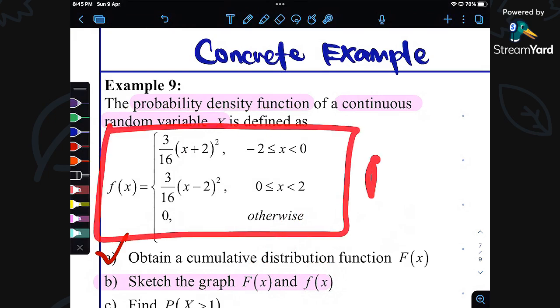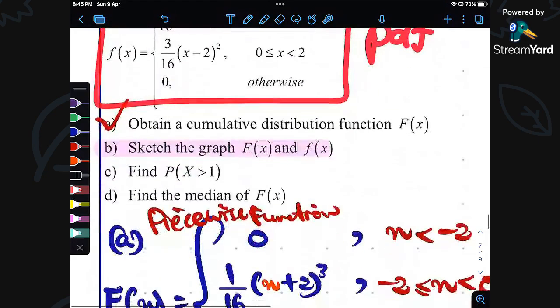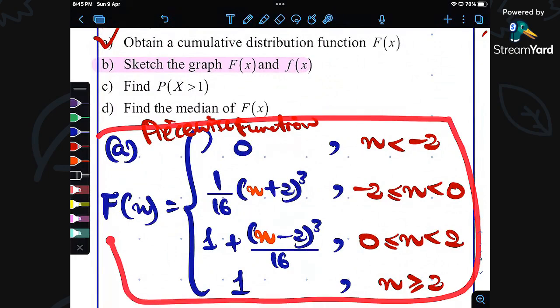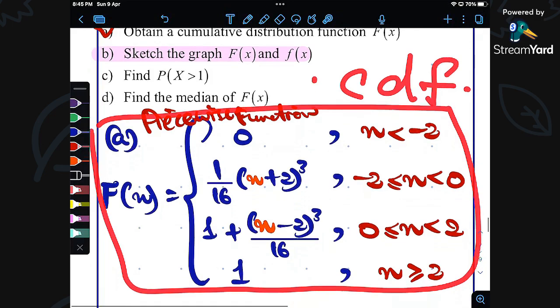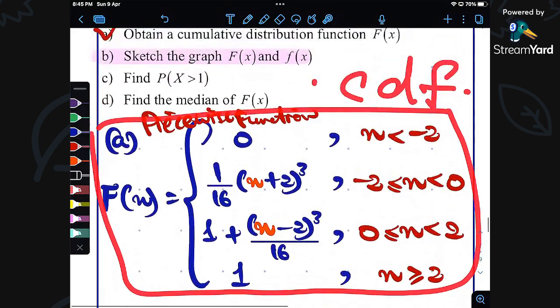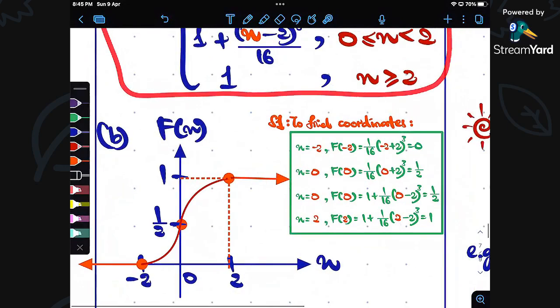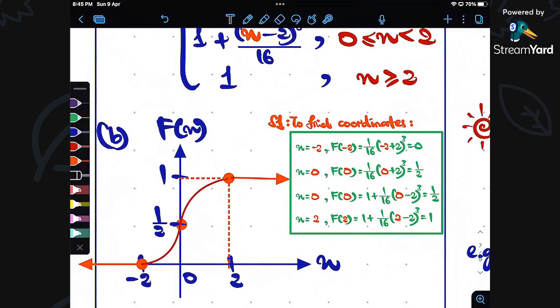So of course this is the PDF and this is the piecewise function for the CDF. We already got it. I have taught you guys in the previous video. And right now we are going to sketch both of the graphs. Let's begin with the CDF graph. So this is the way to do it.